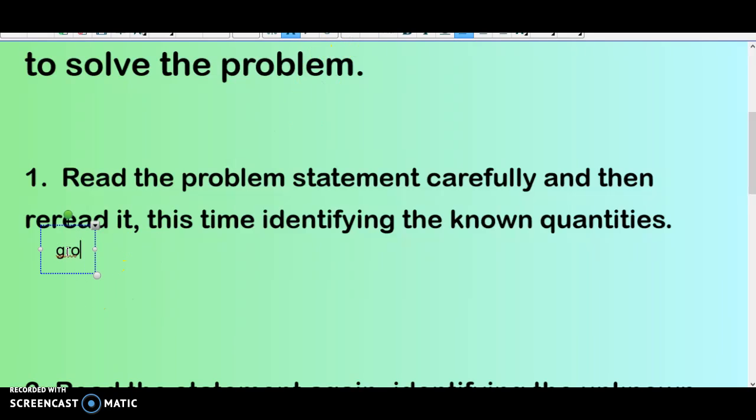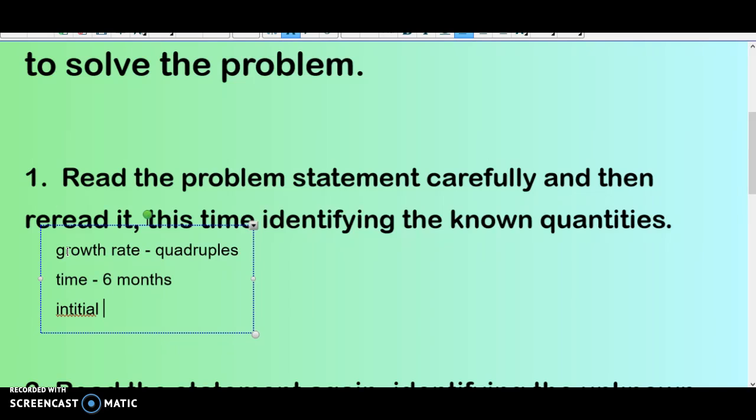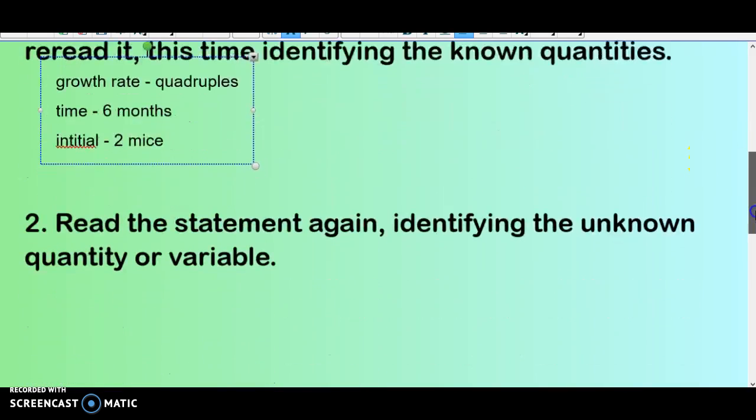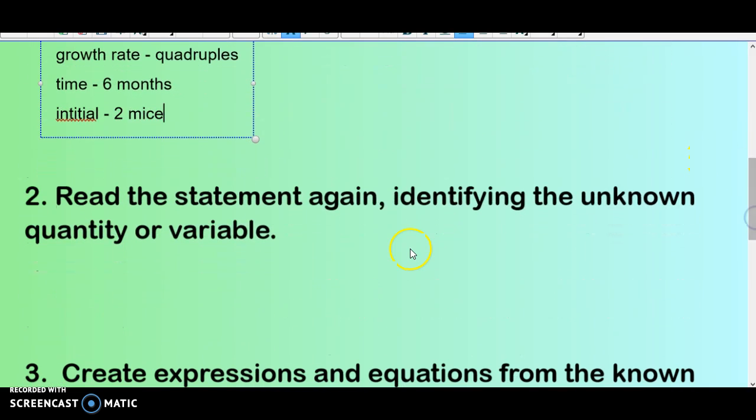So I know my growth rate quadruples. My time is 6 months, and my initial value is that there are 2 mice. Okay. Now, the second question says, read the statement again, identifying the unknown quantity or variable. So my question is asking, how many mice would there be after 2 years?